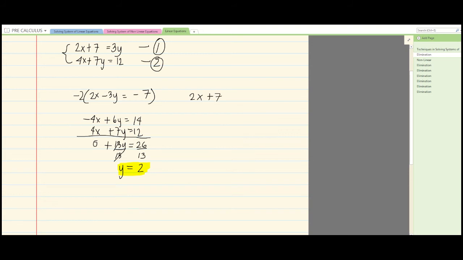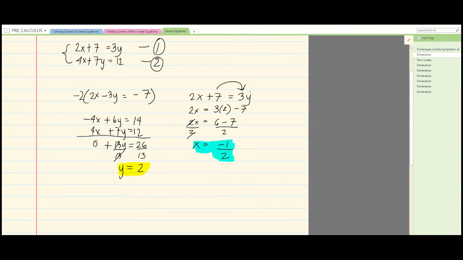2x plus 7 equals 3y. This is question 1, right? So for 2x, we will transfer 7. So 3 times y, what is y? 2. And minus 7 because we transfer 7 here. So 2x equals 6 minus 7. Then we divide both sides by 2, so this one will be cancelled. So x equals 6 minus 7, -1 over 2. So this is your x.